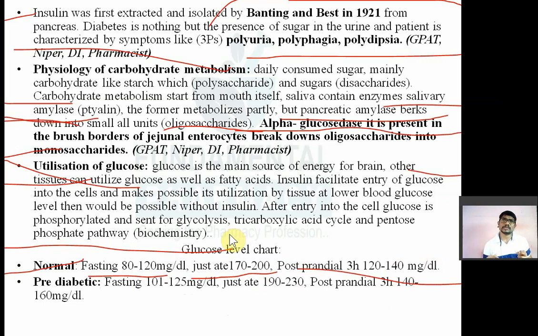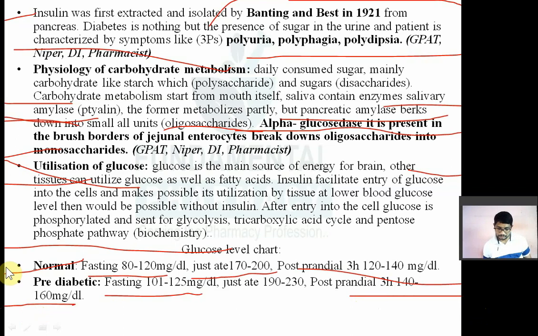If you are a potential pre-diabetic patient, what is the glucose level? In a pre-diabetic, the fasting blood glucose level is 101 to 125 milligram per deciliter. Just after eating, it is around 190 to 230. The postprandial blood glucose level of a pre-diabetic is 140 to 160 milligram per deciliter.